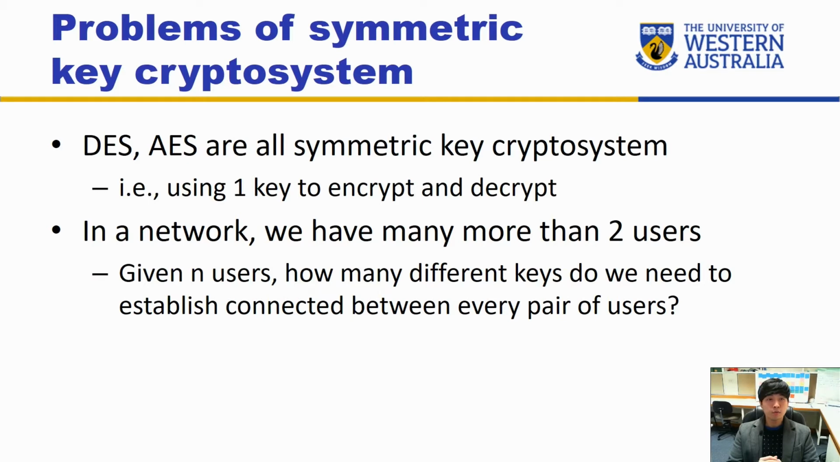So what are the problems of symmetric key crypto systems? Well, when we talked about DES and AES, they're all symmetric key crypto systems, which means when you want to encrypt or decrypt something, they both need to use the same key. But in a network, typically we have more than 2 users. So say you have a chat app, you can communicate with multiple other users at the same time. So given n users, how many different keys do we need to establish connections between every pair of users?